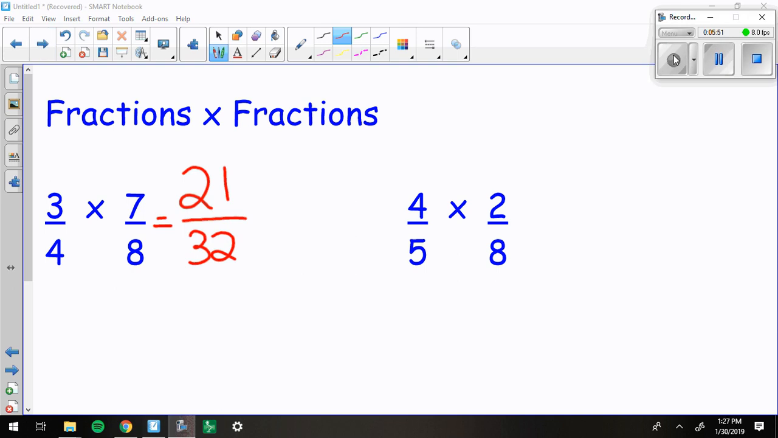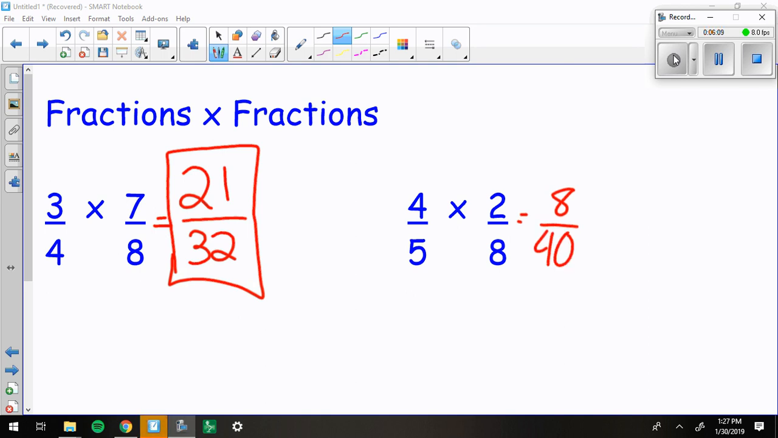21/30 seconds. Can I simplify that? Nope. 21/30 seconds. Next one, 4/5 times 2/8. 4 times 2 is 8. 5 times 8 is 40. I can definitely simplify this one, though. Dividing by 8 gives me 1 over 5.